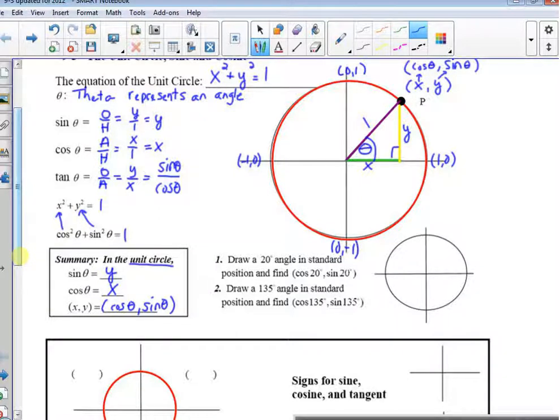Okay, so let's take a look here. This should make some sense. Number 1 says draw a 20-degree angle in standard position. So, you know, do your best here. There's 20 degrees. Standard position always comes off the right side of the x-axis. So this coordinate right here on the unit circle, if this point is 1, 0, this is a unit circle, this coordinate would be cosine 20, sine 20.